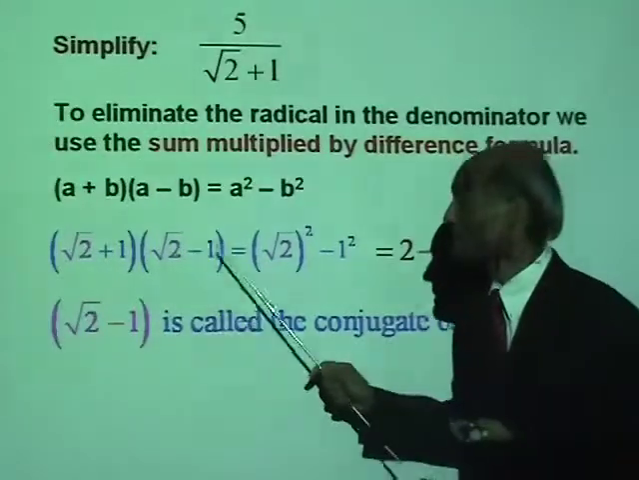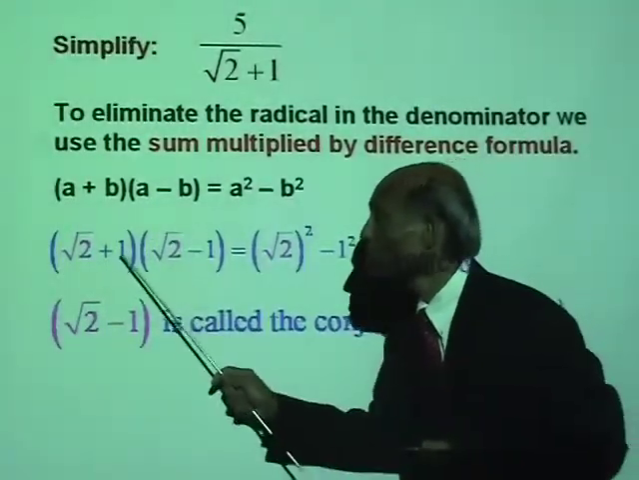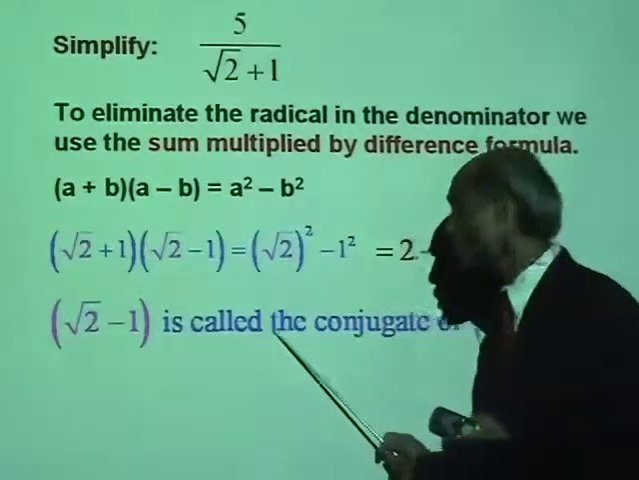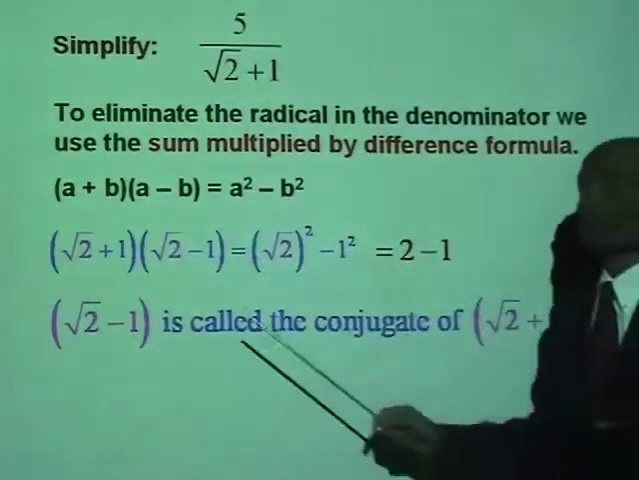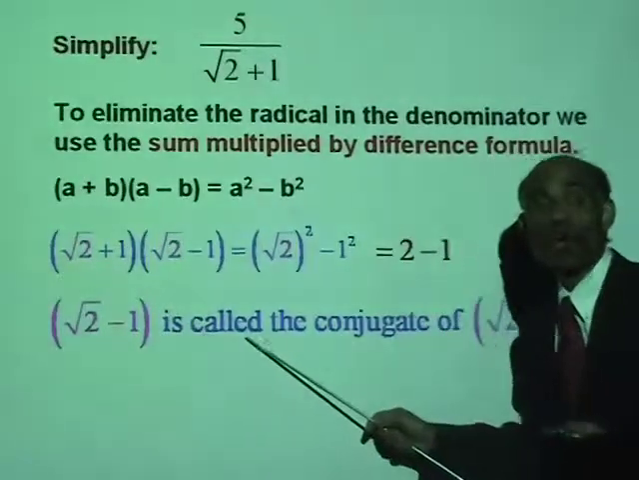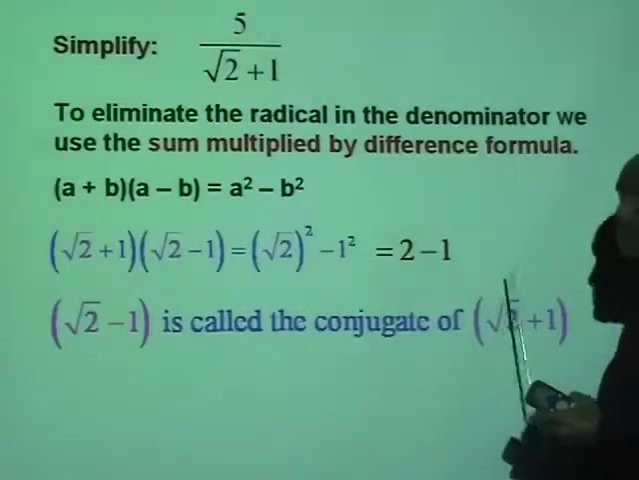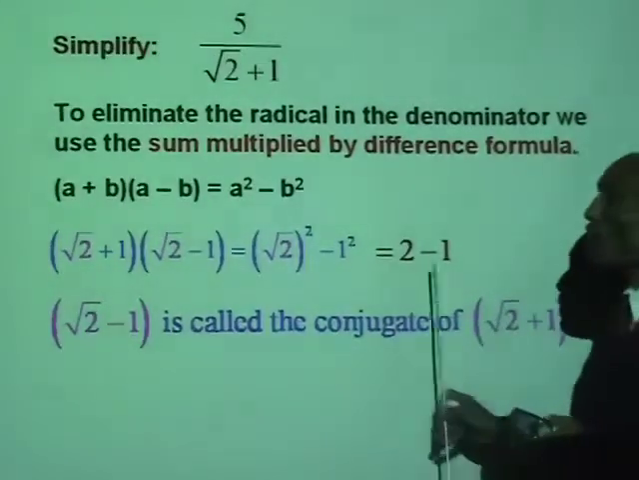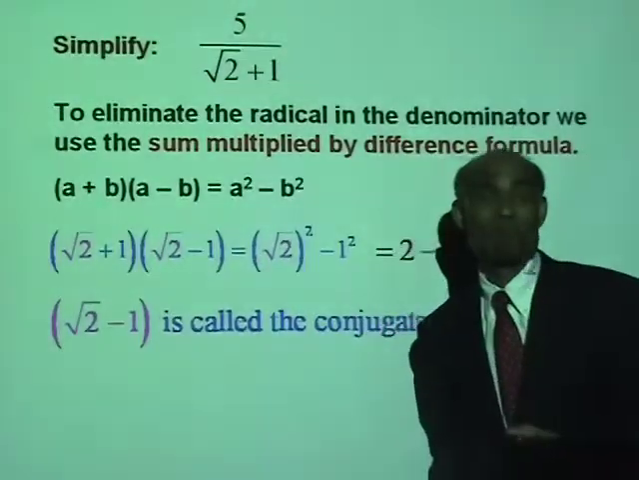Now, watch this. The √2 - 1, which we multiplied by √2 + 1, is called the conjugate of √2 + 1. So, √2 - 1 is called the conjugate of √2 + 1. Similarly, √2 + 1 is the conjugate of √2 - 1.